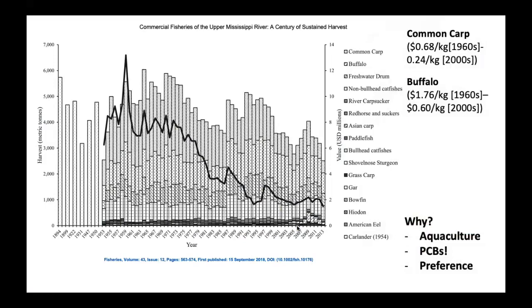And the reasons for this precipitous decline in the value of commercially fished freshwater species, we're not really sure why it might be, but it could be related to the taking off of aquaculture. It's been a really fast-growing industry. Also, the discovery of contaminants, especially in some of these rough fish like carp, and then just changes in people's preference about what they're going to eat.